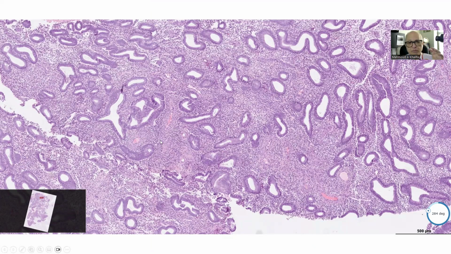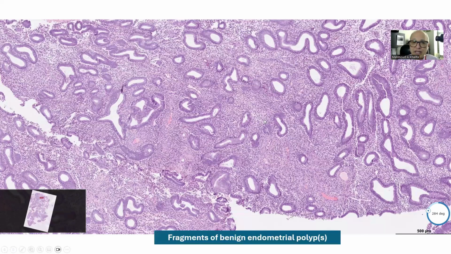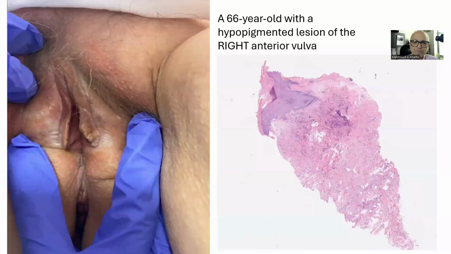I think we have blood vessels and they are arranged in a linear manner. So I have everything I needed to make a diagnosis of benign endometrial polyp. What am I going to do with the glandular crowding here? Nothing. Benign endometrial polyp is supposed to have glandular crowding. That doesn't make it hyperplasia or atypical hyperplasia.